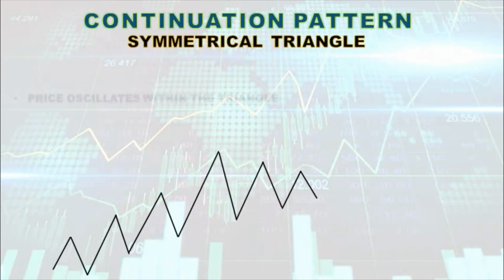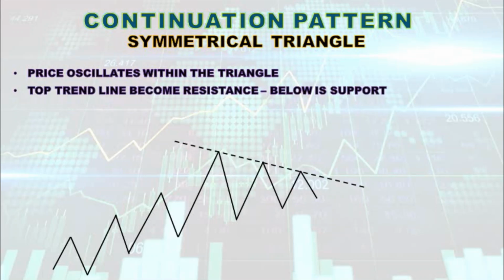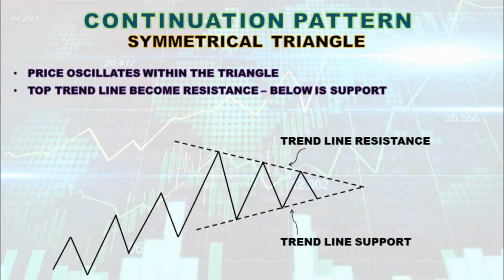The price will oscillate within the triangle. The top trend line becomes resistance and the bottom trend line becomes support during the price movement. The price movement becomes tighter and tighter as it approaches the apex.